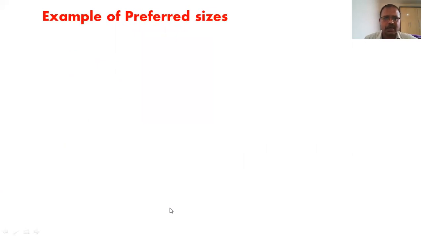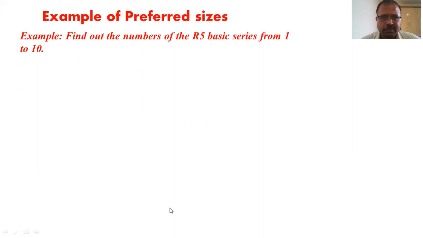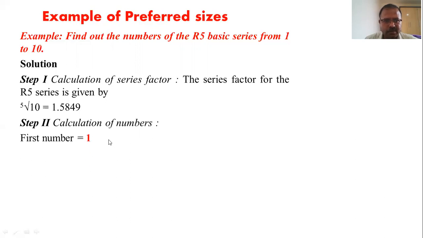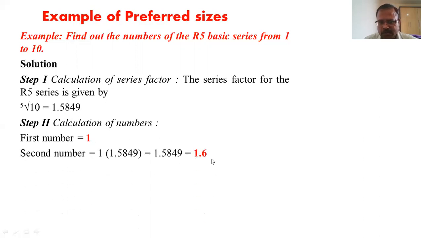I can elaborate this with the help of an example. Say we have to find out the numbers of the R5 basic series starting from 1 to 10. So the first number is 1 and the last number is 10. Then we have to build an R5 basic series. First of all, we will find out the series factor. The series factor for R5 basic series is the 5th root of 10, so we get 1.5849. Taking the first number as 1, the second number will be obtained by multiplying this series factor 1.5849 with this one, and it will be rounded up.